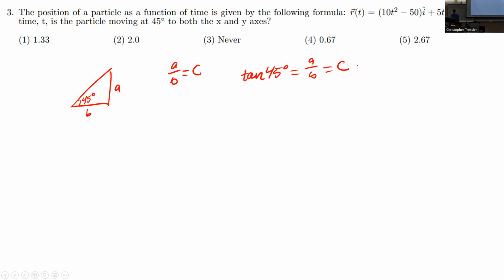If anybody has a calculator. Basically, if you take tangent of 45 degrees, you get 1, which means that the ratio between these two sides, in order to get a 45-degree angle, needs to be 1, meaning they have to be the same. So A equals B, right?